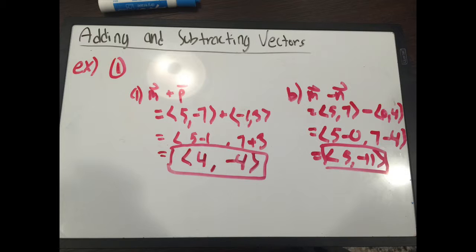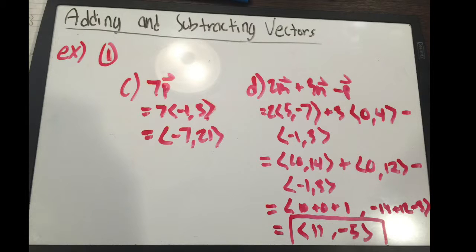B. Vector m minus vector n. That will equal 5, negative 7 minus 0, 4. That will be 5 minus 0, negative 7 minus 4. And that will equal 5, negative 11. C. 7 times vector p. That will equal 7 times negative 1, 3. And that will equal negative 7, 21.